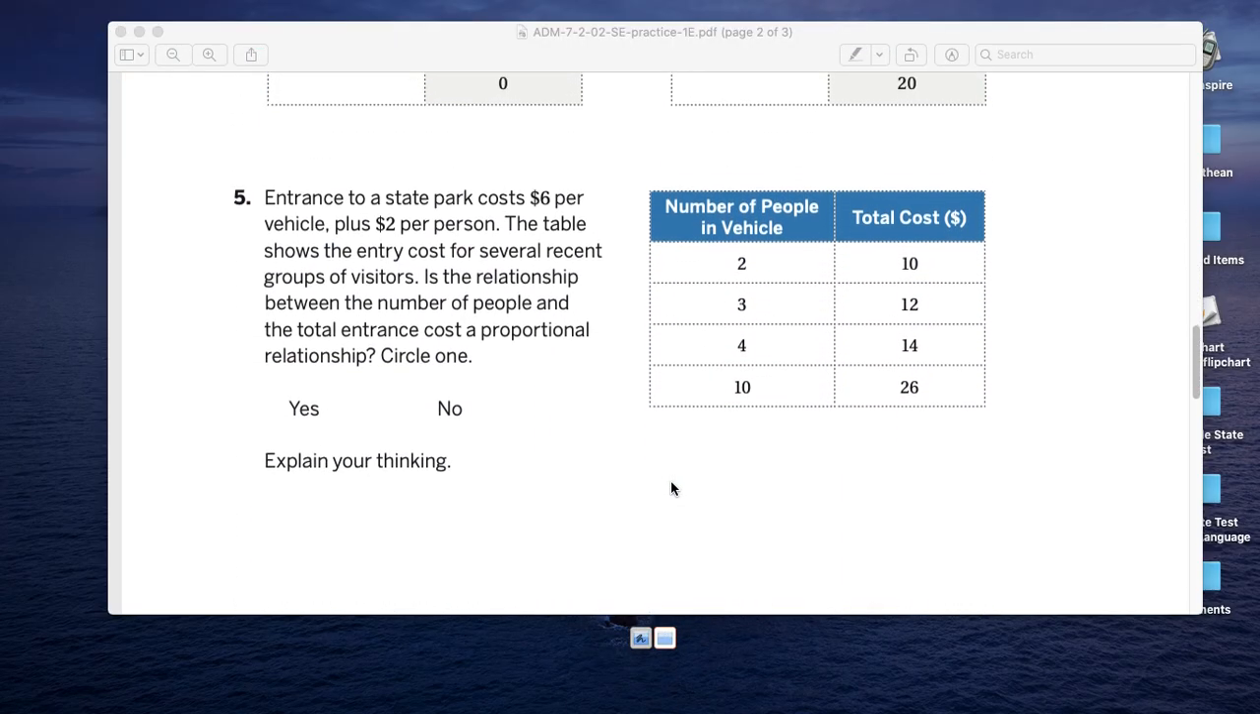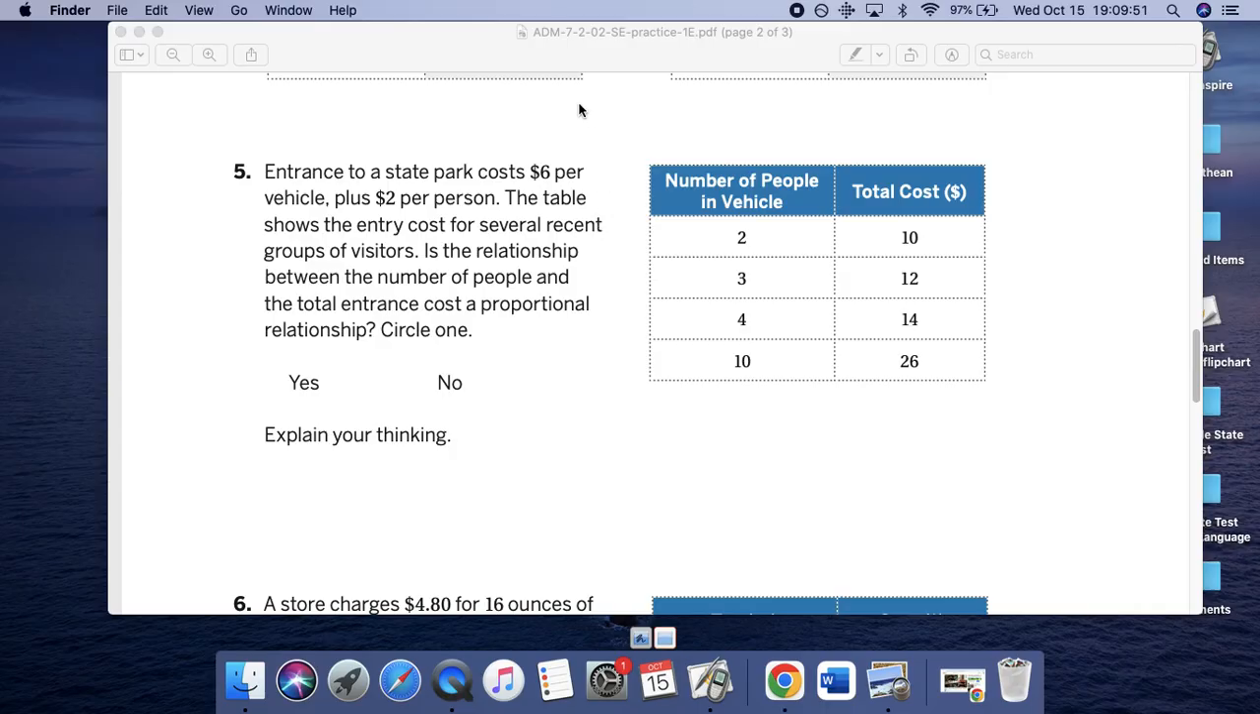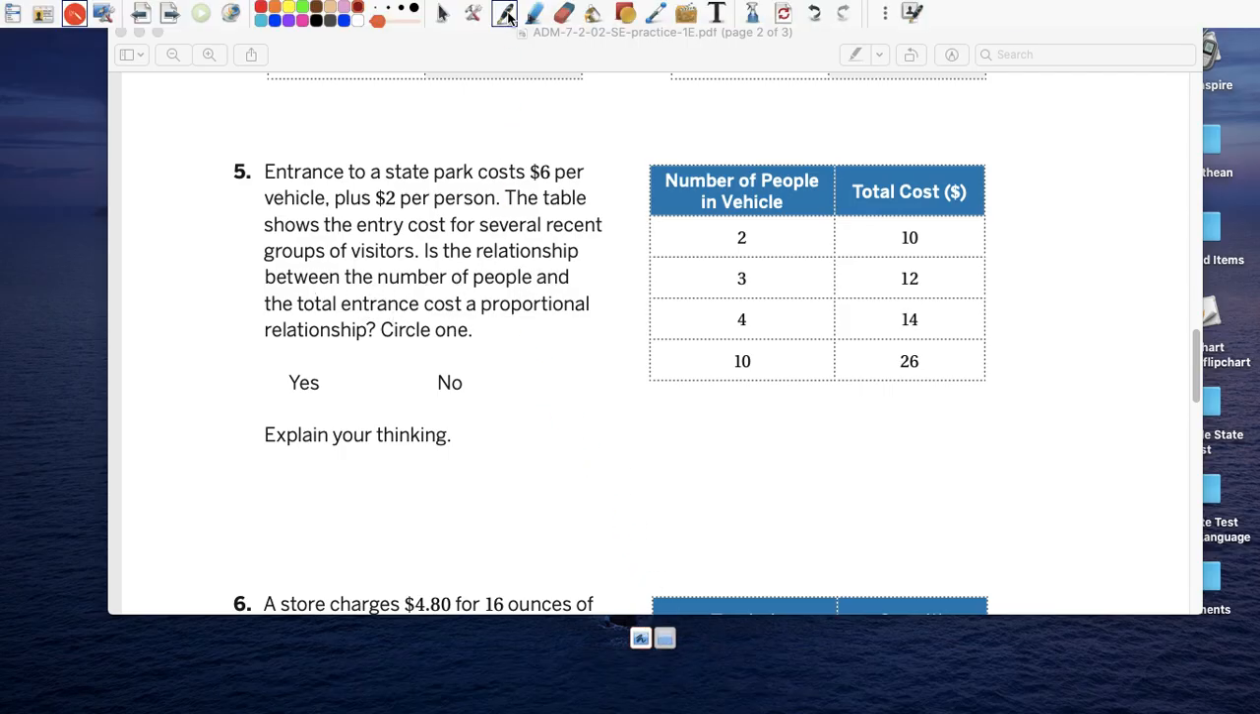You have options. Entrance to a state park costs $6 plus $2 per person. The table shows the entry cost for several recent groups of visitors. Is it a relationship between the number of people and the total, and a proportional relationship? I don't like how they're sneaking here. Well, let's try it out.